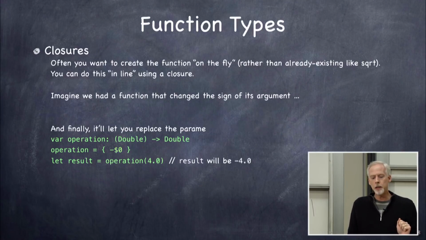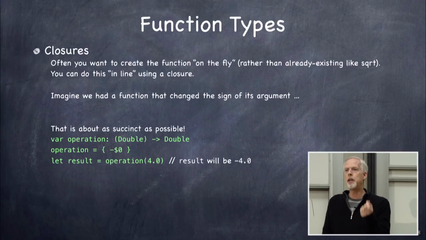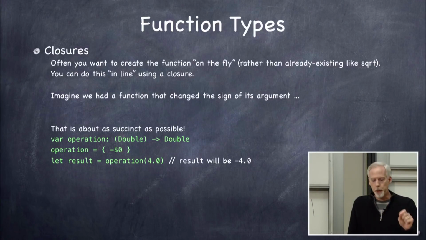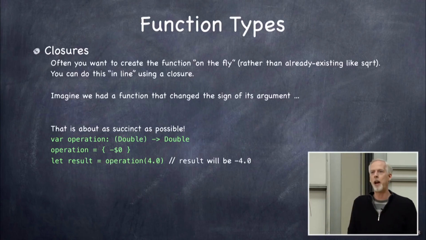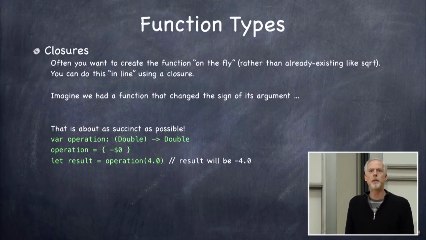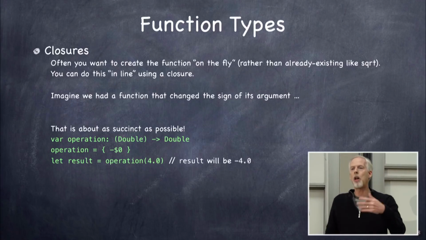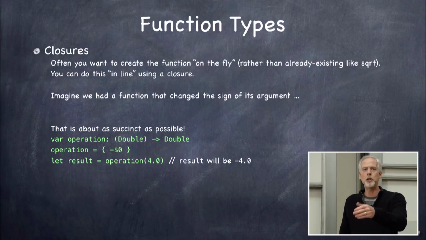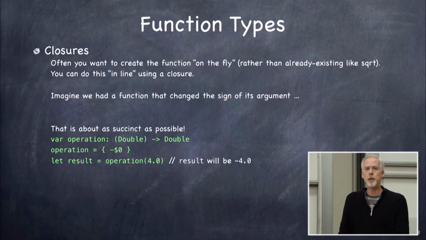Now you see the power of the closure. Okay, I wanted to have an operation that changes the sign, and I barely had to type any more characters than the change sign, just the curly braces around it. Okay? And that's still going to do, operation 4.0 is still going to do minus 4.0. So you're going to be using closures all the time, and you're going to be using these $0, $1, $2 as the argument names. And it's going to make it so that you have to type very little code to put the things in.